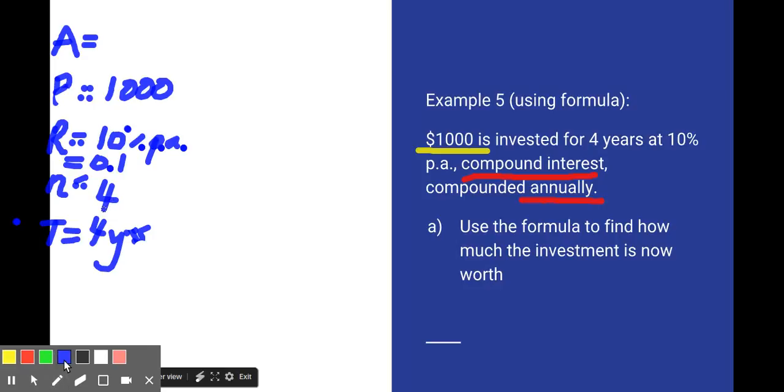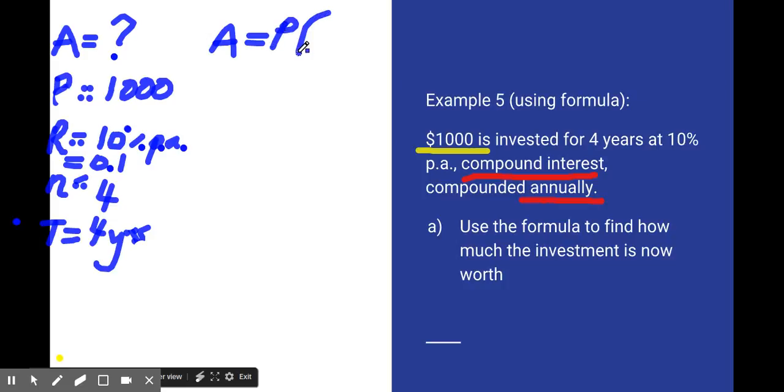Okay, so let's start with the formula. I better check the question. Use the formula to find how much the investment is now worth. So if it's asking for how much it's now worth, it's asking for amount, which we don't know, A. So A is equal to P bracket 1 plus R to the power N.